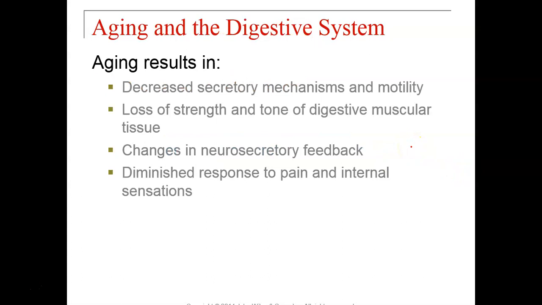So as we age, as far as digestion, we can see a couple of things. One, decreased secretory mechanisms and motility. A big part of how much we secrete, how many digestive enzymes the pancreas secretes, how much gastrin the stomach secretes, all of that is based essentially upon the sensitivity of stretch receptors.